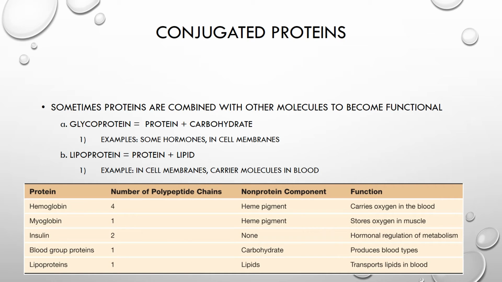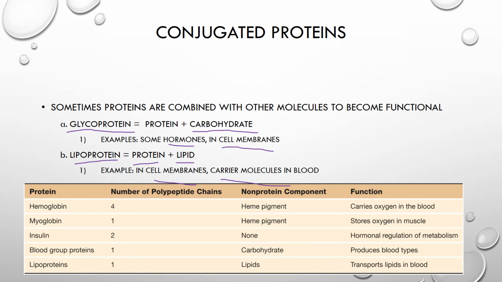Conjugated proteins occur when proteins are combined with molecules other than proteins to become functional. The first example we'll look at is glycoproteins. Glyco means the carbohydrate, and then protein for protein. We'll see this with a lot of hormones and especially within the cell membrane for cellular recognition and for communication of self. Another example is lipoproteins. Lipo represents a lipid, and then the protein portion. We find lipoproteins within cell membranes and also as different carrier molecules within the blood.